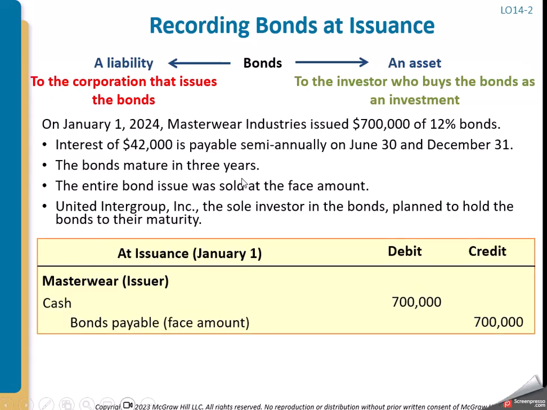So if bonds are issued just at their face value, obviously those are easiest. So we've got these $700,000 bonds that pay 12% interest, and it's semi-annually. So 700,000 times the 12% divided by 2 is where that $42,000 comes in. If they're sold at face amount, then you get cash for $700,000 and set up the bonds payable at $700,000.